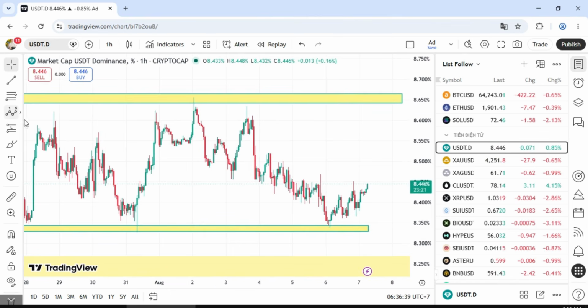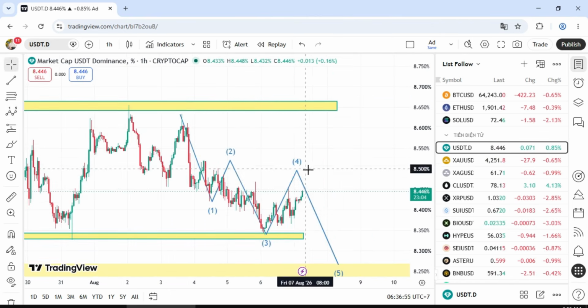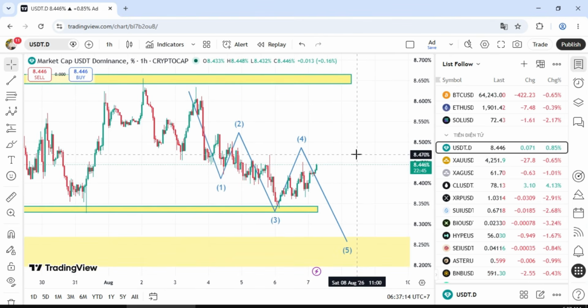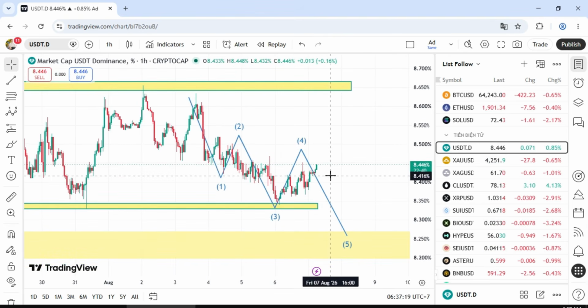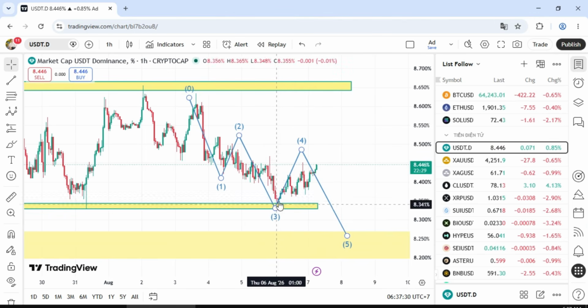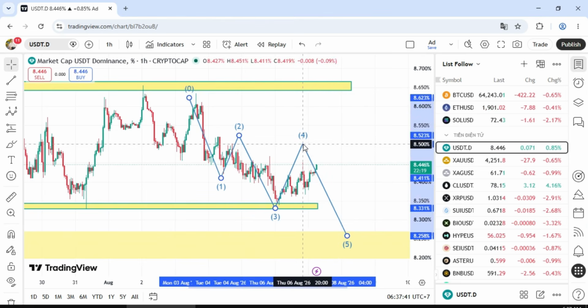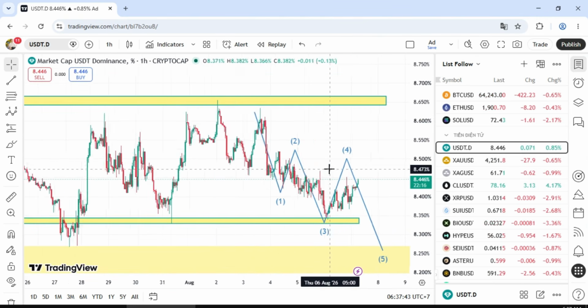If we take the time to draw out an Elliott wave pattern, we will see it unfold just like this. Currently, we see the Elliott wave is in a downtrend like this, and we can see the Elliott wave structure is running like this. If it runs like this, we expect wave 3 or 4, meaning the wave currently in progress, and we are expecting this retracement wave of USDT.D to potentially run up to 8.48% to 8.5%. It is highly likely that it will reach around 8.5%.